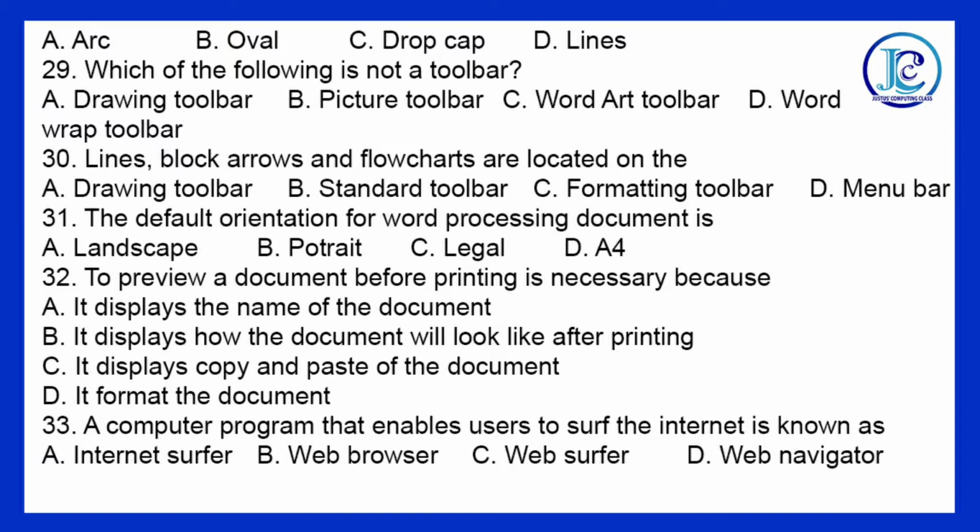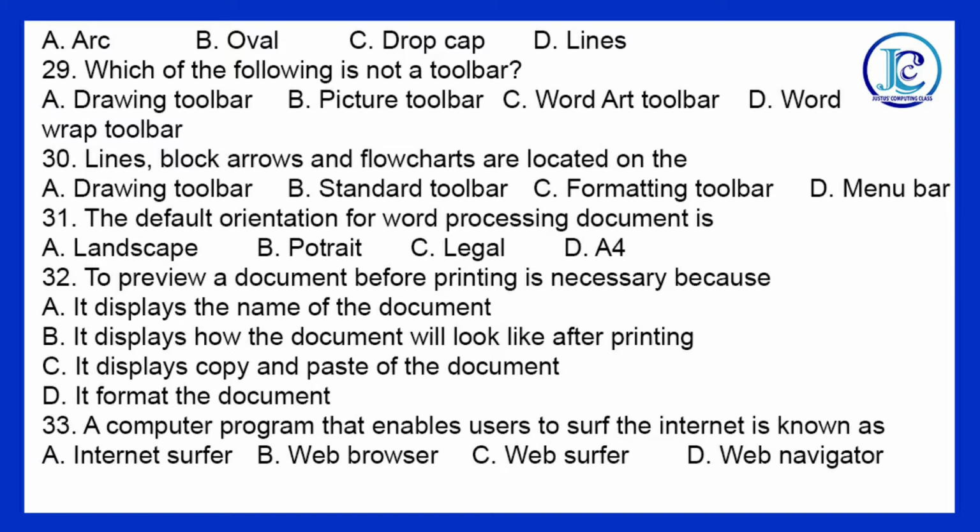Question 31. The default orientation for word processing document is A. Landscape, B. Portrait, C. Legal, and D. A4. Question 32. To preview a document before printing is necessary because A. It displays the name of the document, B. It displays how the document will look after printing, C. It displays copy and paste of the document, then D. It formats the document.